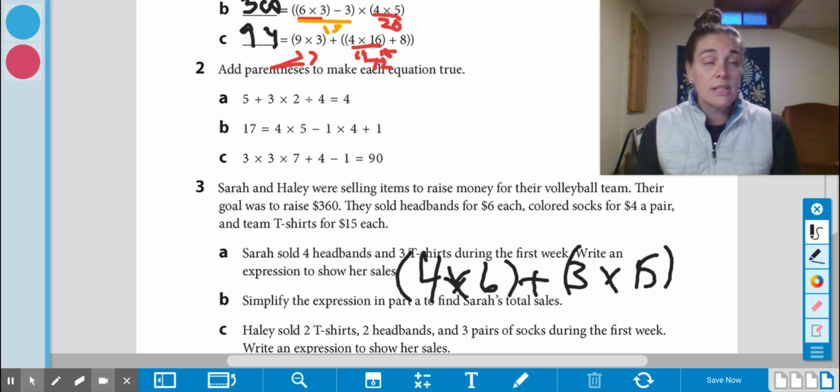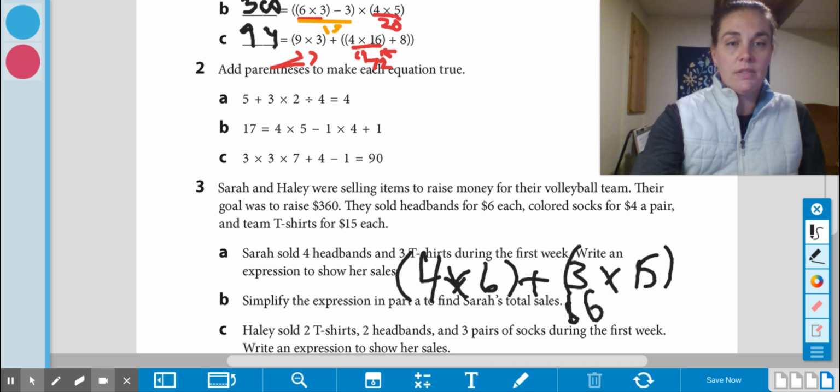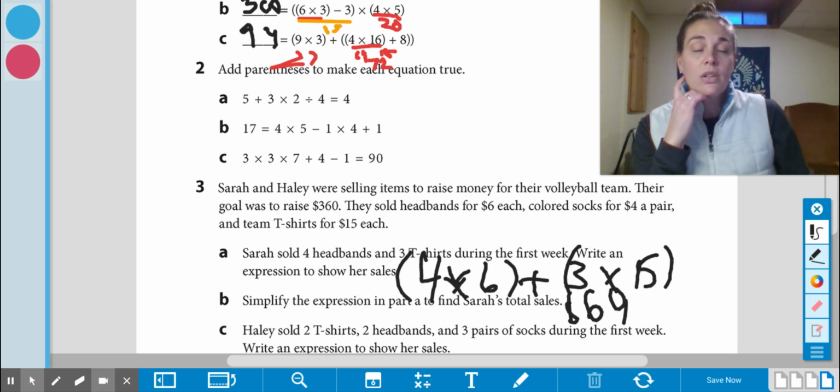For B, it's asking you to simplify. Well, how much was that? I see 4 times 6 is 24. And then 3 times 15 is 45. So 24 plus 45 will give you your simplified expression or your answer. That's what B is looking for. So 24 plus 45. Hopefully you also got that answer of $69. So go ahead and try that yourself for C and D.